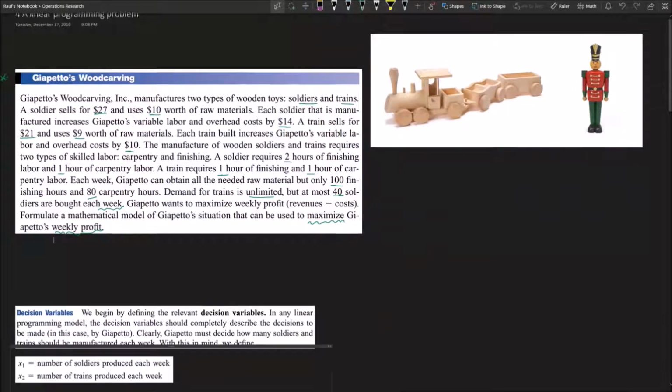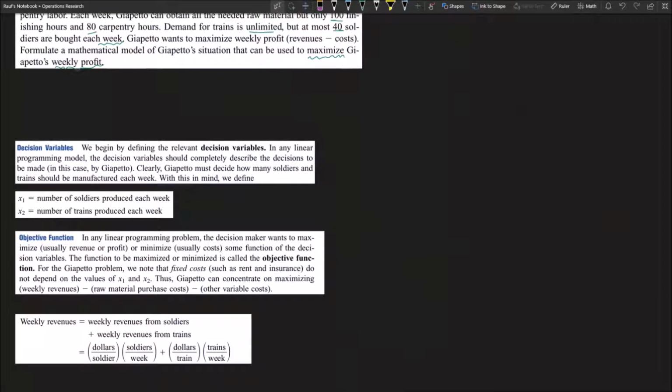Starting with the decision variables. First, we define the relevant decision variables. In any linear programming model, decision variables need to completely describe the decision to be made. In this case, for the wooden toys company, the company needs to decide how many soldiers and trains need to be manufactured each week so that it can get the best optimized result.